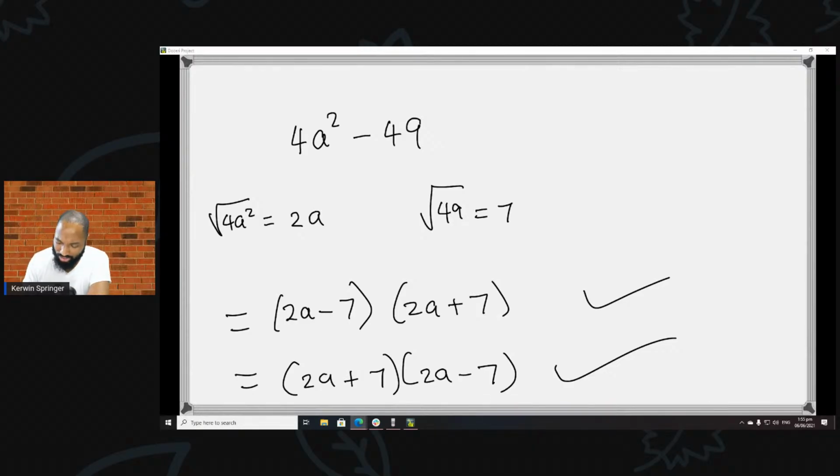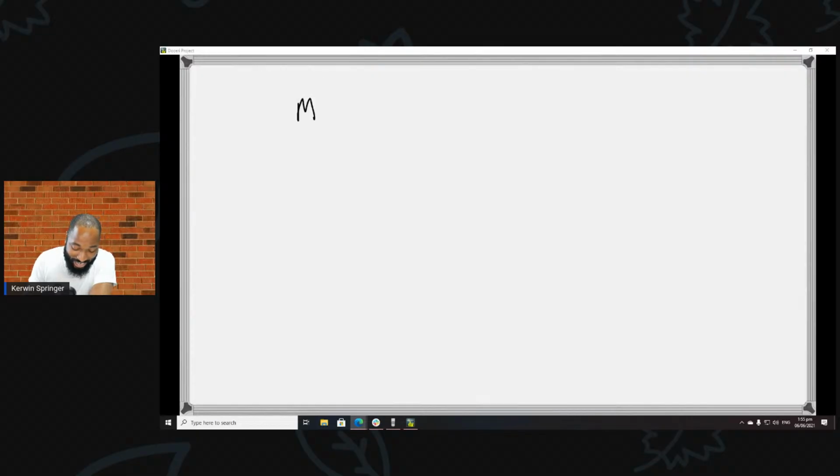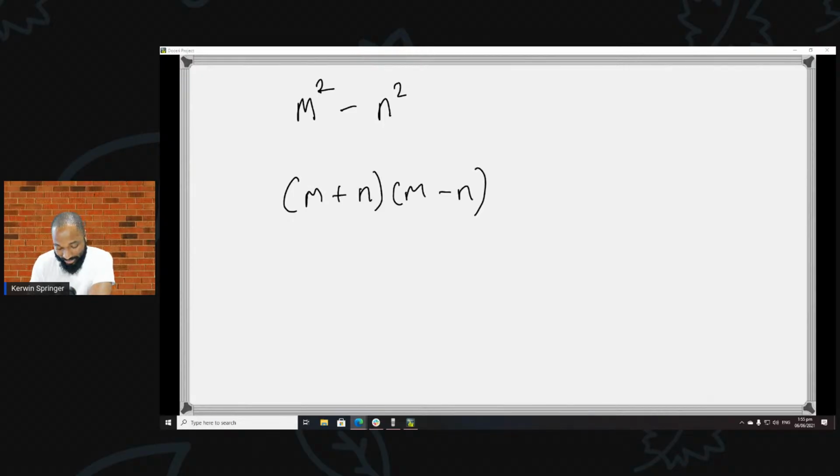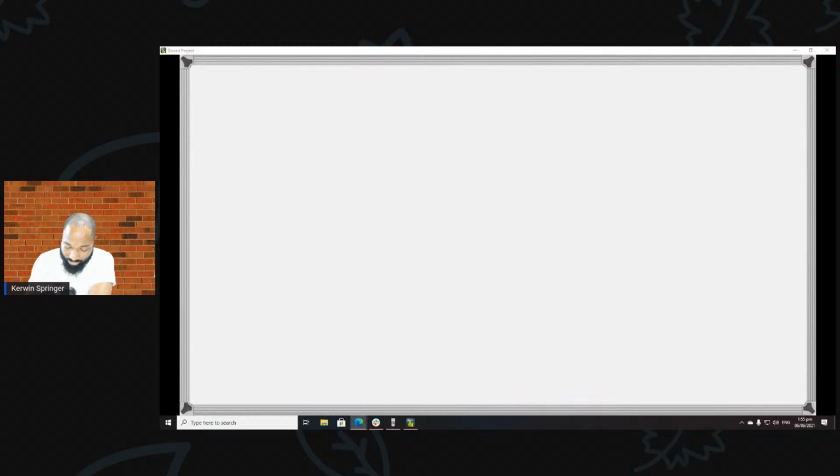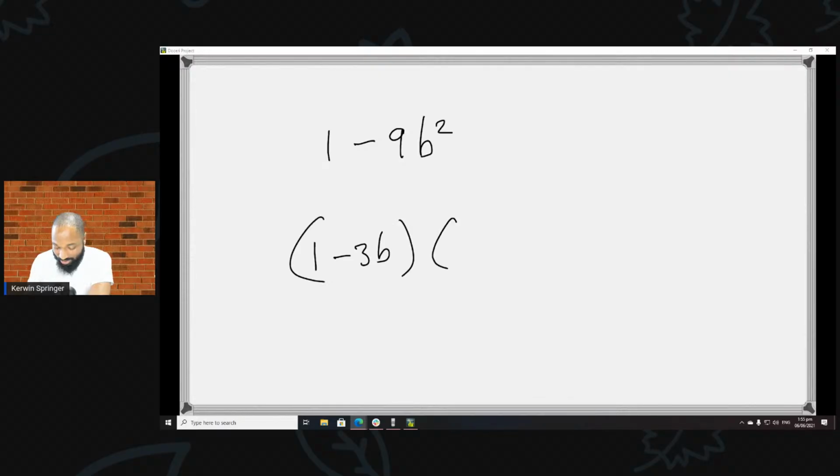So can it come harder? Of course. You can see things with only letters, like m squared minus n squared. We have seen those before. Well, then your answer will be like this. Nothing to be afraid of. Then you could see stuff with a number behind and you're getting a little frightened. It's still a difference of two squares. Keep in mind, one is a square number. What's the square root of 1? 1. So this answer is going to be 1 minus 3b and 1 plus 3b.